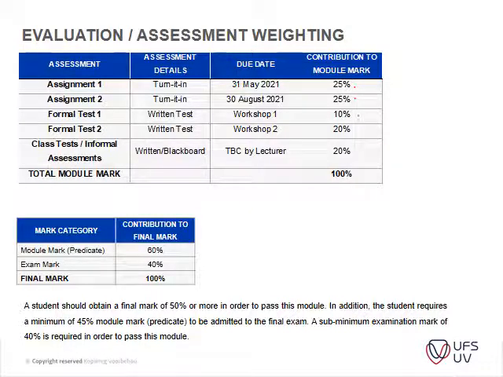And your test 1 will count 10%, test 2 will count 20%, and then your informals will count another 20%, which is quite a lot. So if you've worked during the semester, you can actually score a high mark for the subject. Also be mindful that the semester mark counts 60% and your exam counts 40%. So again, that is just to give you an incentive to work during the semester.